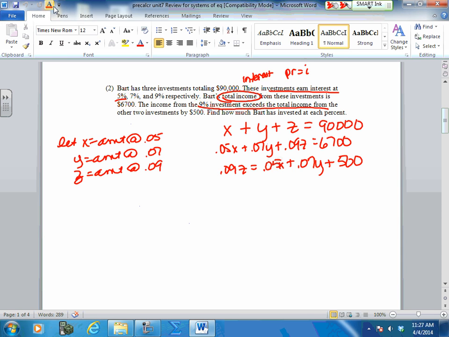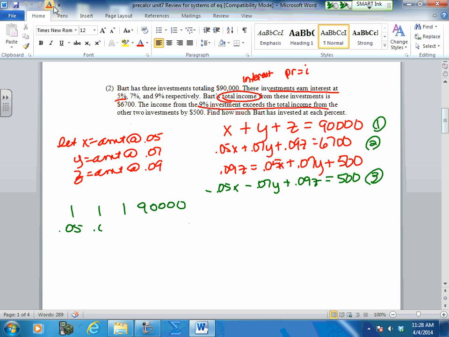And again, we're going to put this in XYZ format, so I subtracted the X and the Y from both sides. If you want to build it the other way, that's absolutely fine. So you've got 3 equations. Let's take out your matrix. 1, 1, 1, 90,000. 0.05, 0.07, 0.09, negative 0.05, negative 0.07, 0.09, and 500.